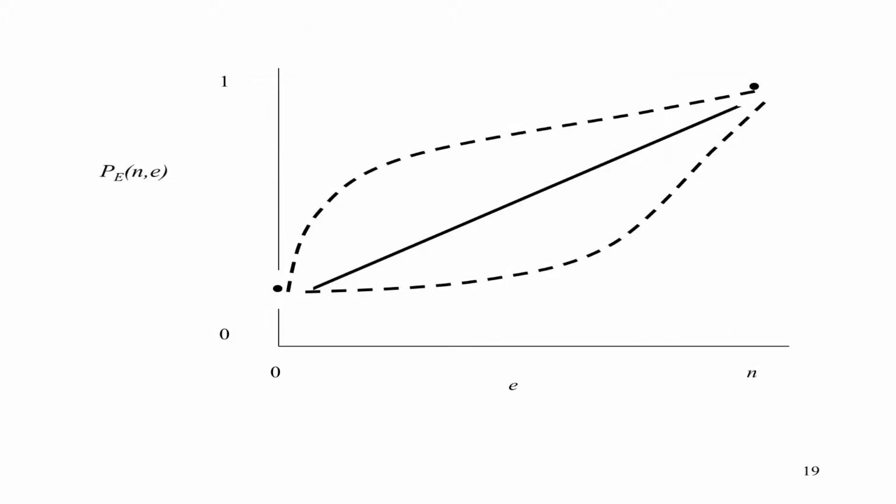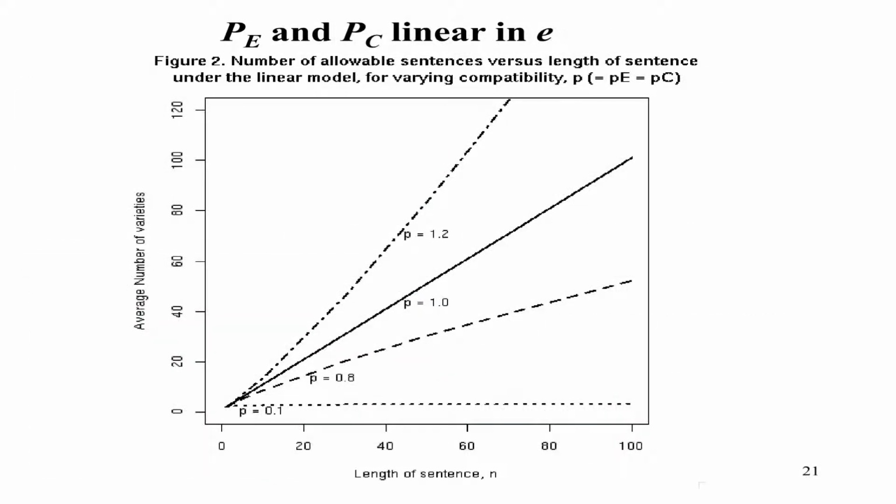Here are the results. The linear model, the straight line, here is, in the solid curve, the N plus 1 rule. You can get to the N plus 1 rule in this general framework by specifying the P's to be linear and setting the compatibility parameters equal to 1. If you change the parameter from a 1 to something less than 1, this is not an N plus 1 rule. If you make it 1.2, this is not an N plus 1 rule. So the N plus 1 rule exists on a sort of knife edge. If you move off of the knife edge, you don't get N plus 1.